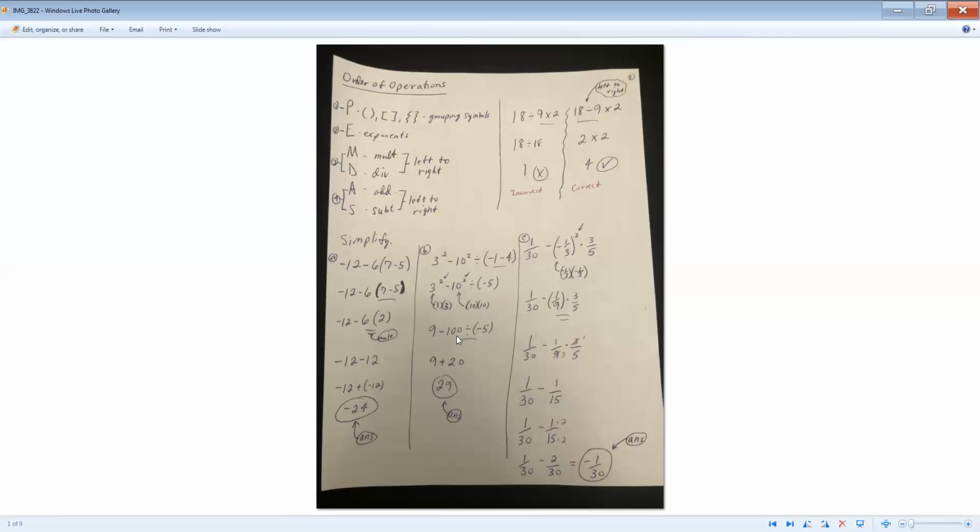Then we have 9 minus 100 divided by negative 5. Next thing we will do is the division. So negative 100 divided by negative 5 will give you a positive 20. And then finally, 9 plus 20 is 29.